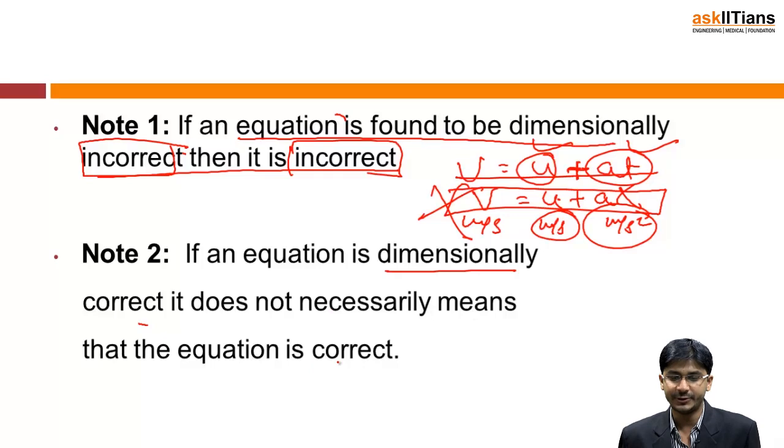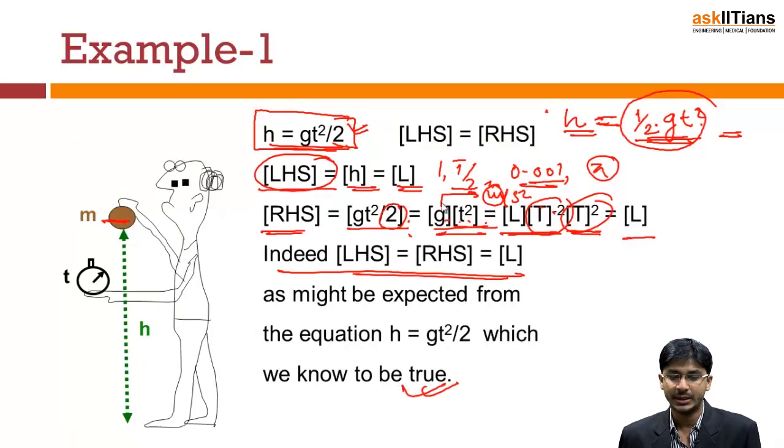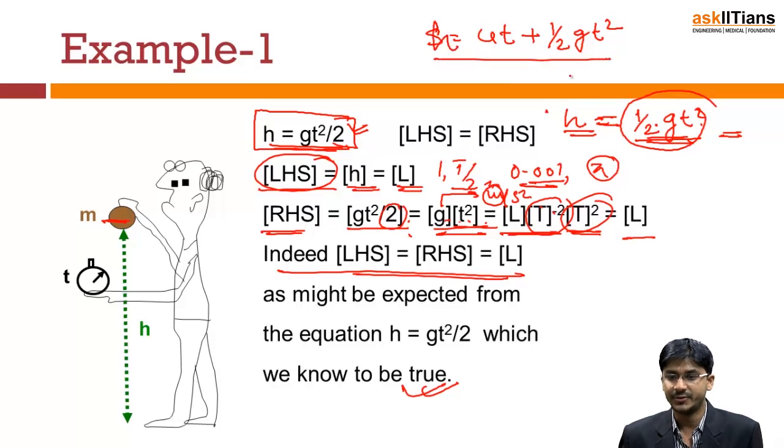Second note is that if an equation is dimensionally correct, it does not necessarily mean that the equation is correct. Means, if you see this here, we know the actual formula that we did in class 9 was this.